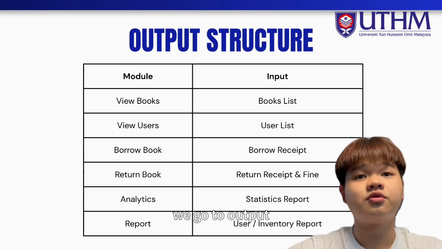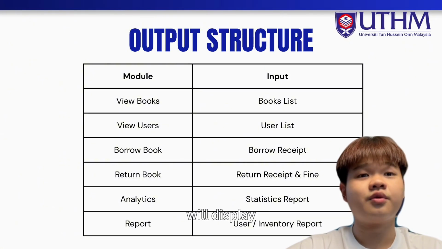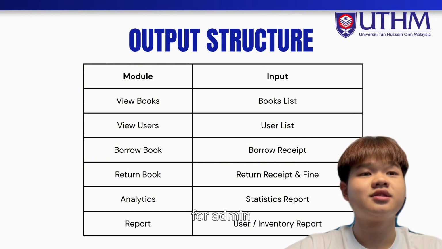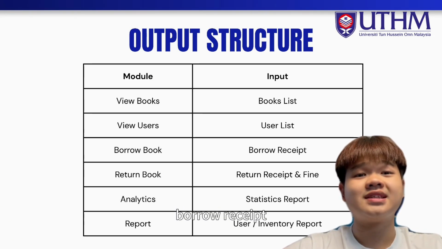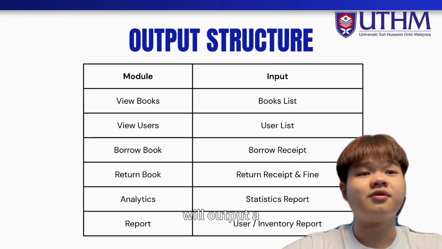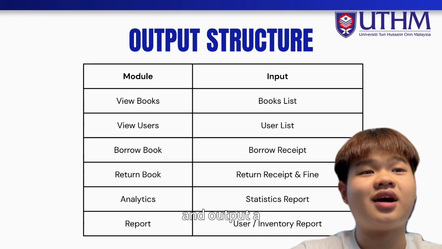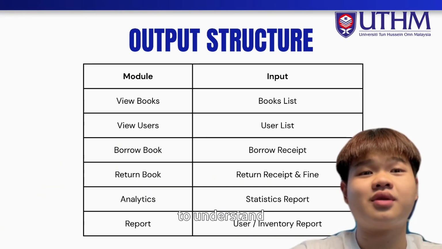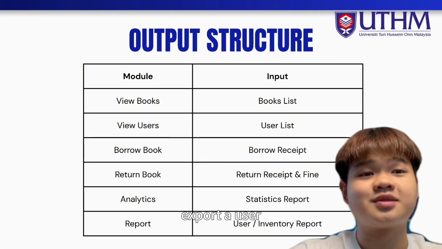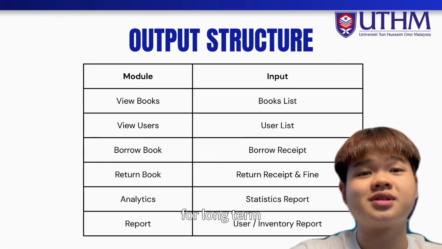Okay, next we go to our output structure. For view books, the system will display the complete book list. For view users, it will show a clear user list for admin to manage accounts. For the borrow book module, the system will generate a borrow receipt as proof for the reader. For the return book module, the system will output a return receipt. If the book is overdue, it automatically calculates and displays the fine. For the analytics module, the system will compile the data and output a statistics report. It can help us understand library usage. And the last, for the report module, the system can export a user or inventory report for long-term record keeping.